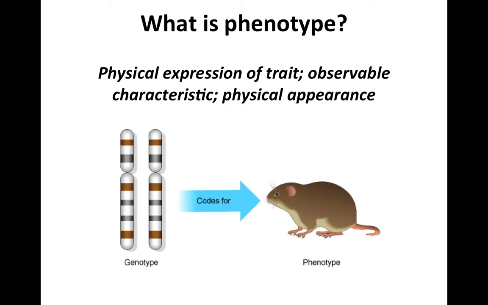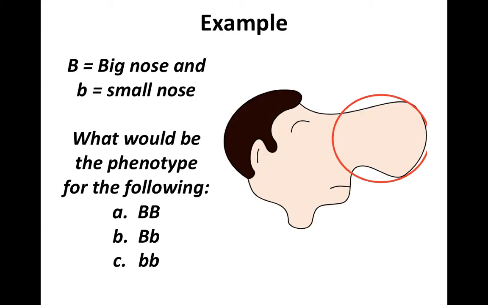All right, so let's practice a little bit. I don't even know if you have this in your notes, but let's just look at this together. I made this up. I have capital B here. Capital B is a big nose, and the little b is a small nose. Made this up. So this is the dominant and this is the recessive.